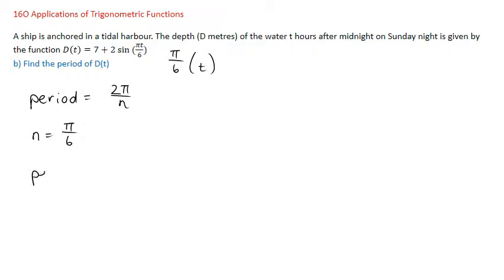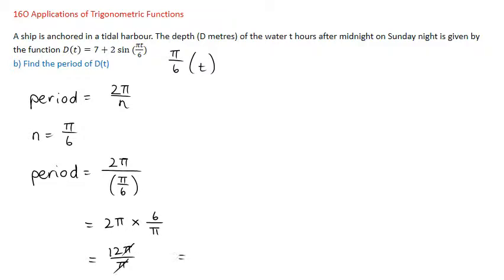So we have the period is 2 pi on pi on 6. How do we divide fractions? We flip the second one. So it'll be 2 pi times 6 on pi, which is 12 pi on pi. We cancel those out. We get 12. And because t is talking about hours, 12 hours. So you get a high tide and low tide every 12 hours.